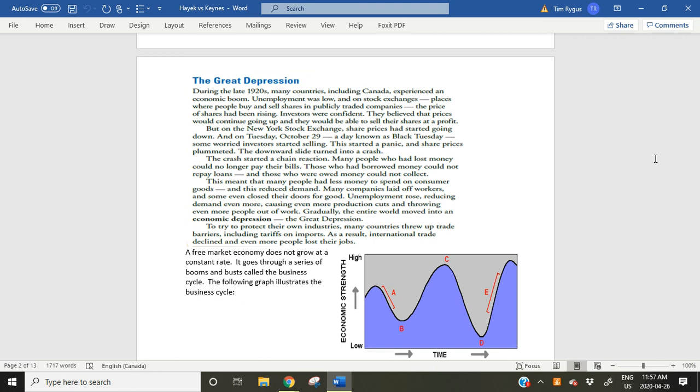Anyway, the New York Stock Exchange, one of the biggest in the world, prices started going down at the end of the 20s. Tuesday, October 29th, 1929. This day is known as Black Tuesday. There's a lot of reasons for the stock exchange crashes. One of the things that was happening in the United States at the time, leading up to 1929 October, there were things like housing booms in parts of the country, like Florida was having a huge housing boom in the 20s.